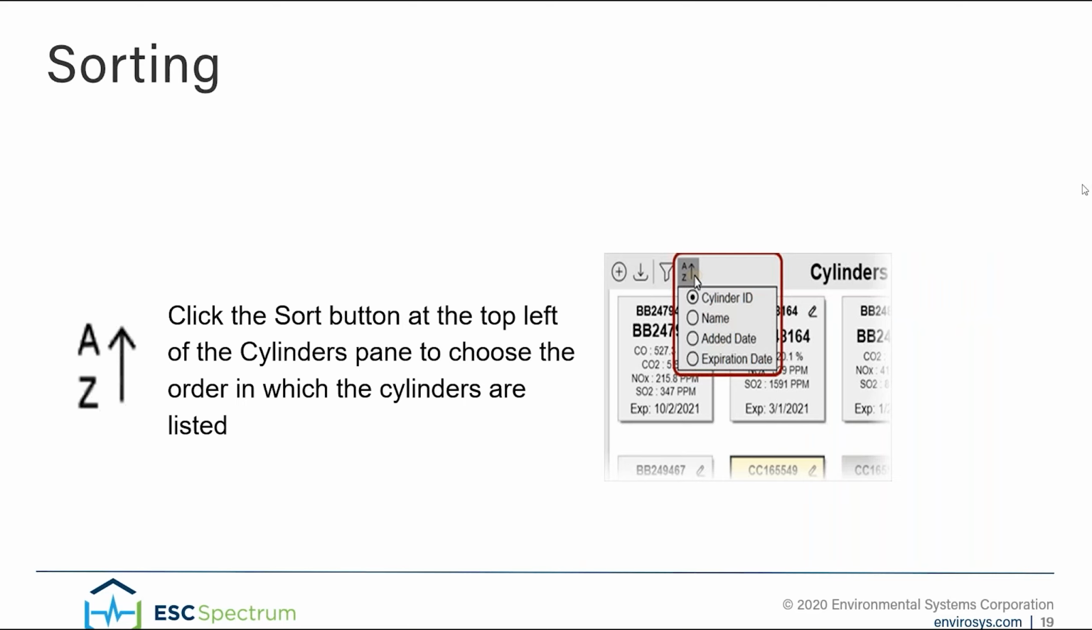With the sorting, we can click the sort button, and like I said, it's not just an A to Z or a Z to A, ascending or descending. We can sort by the cylinder ID, the name of the cylinder, the added date, the expiration date, and that's going to rearrange all of my cylinders to match whatever it was that I've selected.